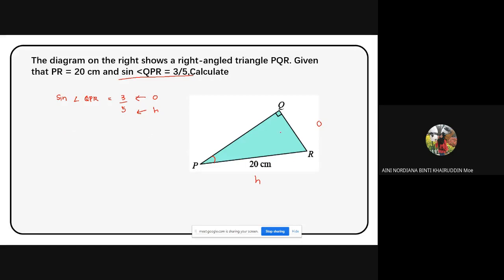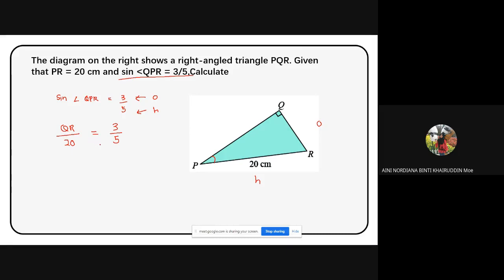For the actual triangle, sine is opposite over hypotenuse. So QR over PR. So QR over 20, hypotenuse is 20, and equals 3 over 5. Okay. This is the sine for this triangle. This is the sine given in the question.